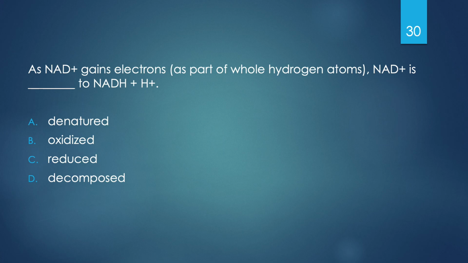Okay, pop quiz time again. As NAD gains electrons as part of whole hydrogen atoms, NAD is blank to NADH. Okay, so that sounds complicated, but let's stop for a second. The question is asking you, as NAD plus gains electrons, NAD plus is what to NADH? If it's gaining electrons, go back to OIL RIG, right? Oxidation is loss, reduction is gain. So if NAD plus is gaining electrons, it is reduced. So the answer is C, reduced.